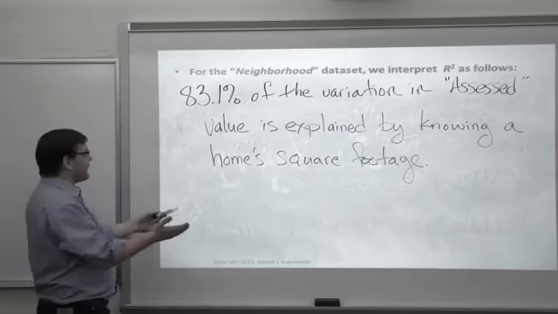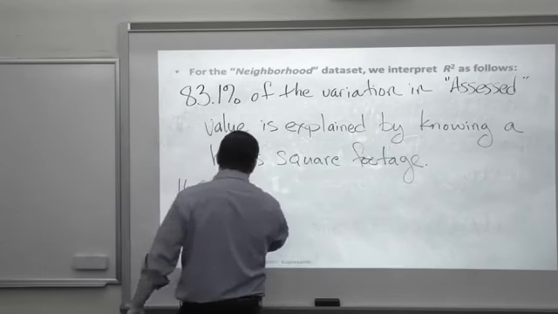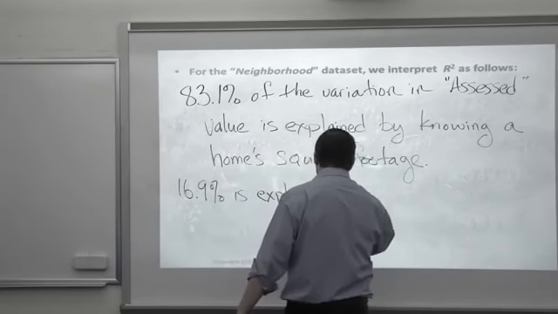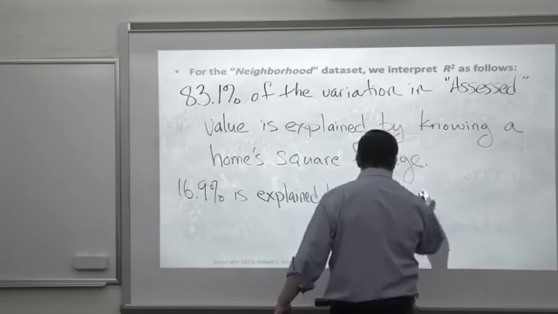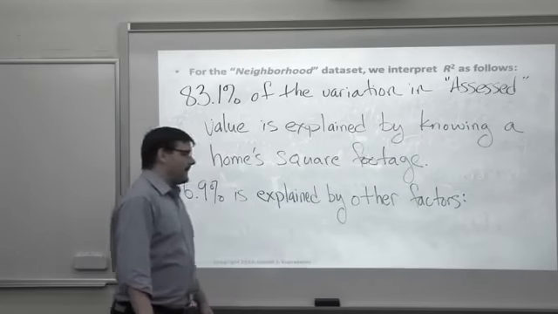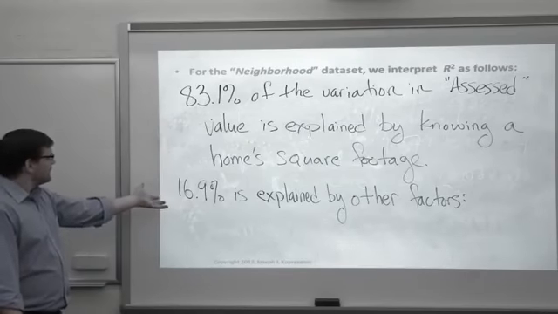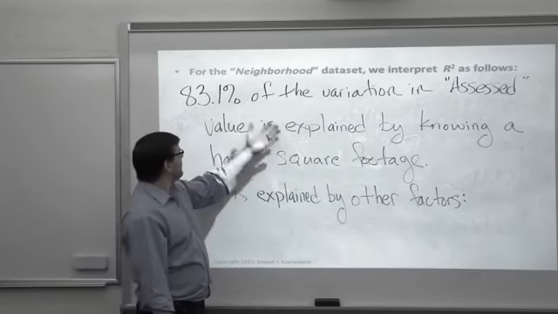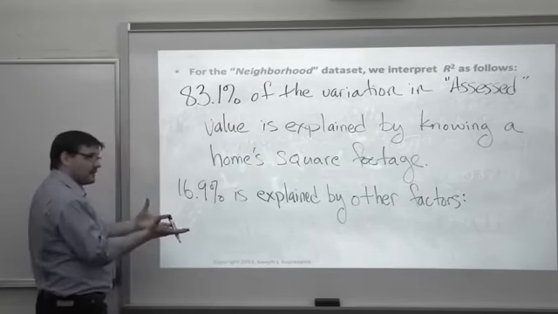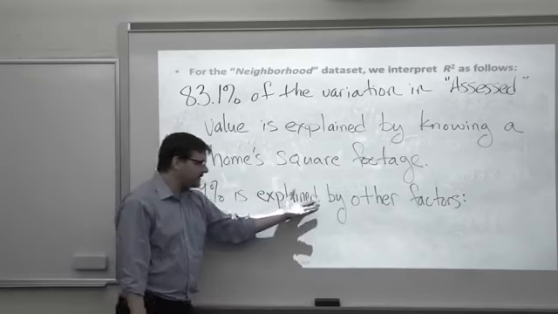Pretty good. What's left over? That's 16.9%. 16.9% is explained by other factors. And I know it's a long video, but I'm just dying to ask you, like what? So if I know a home's square footage, I can explain about 83.1% of the variation in y, which is what we're trying to do with a linear regression analysis. That's leaving about 17% unexplained or explained by other factors.